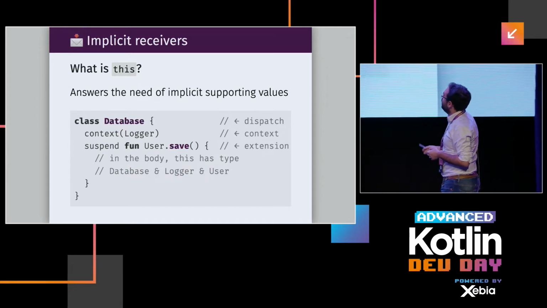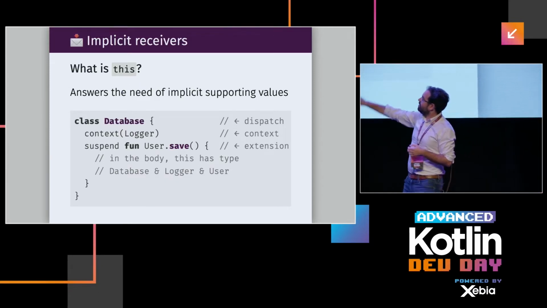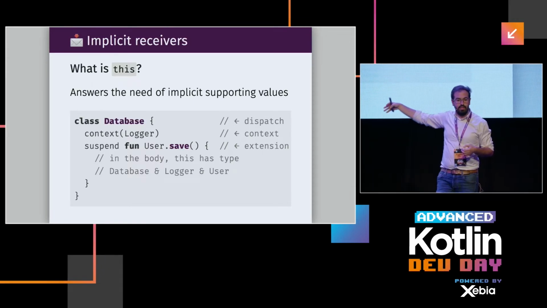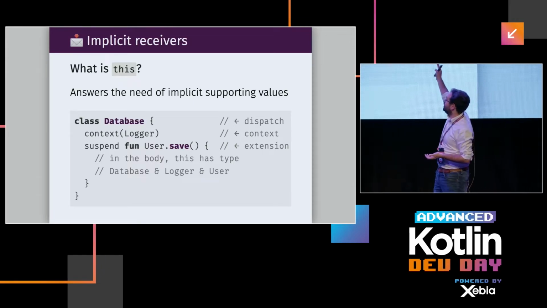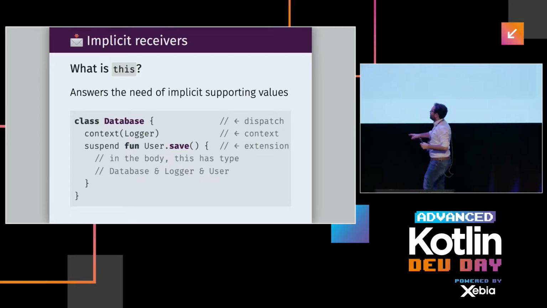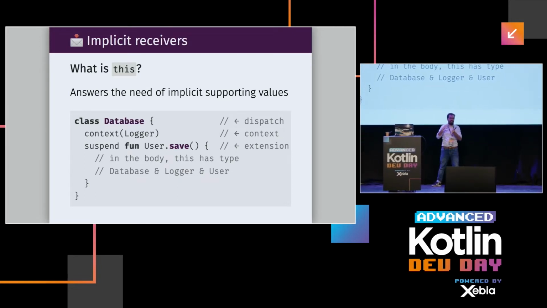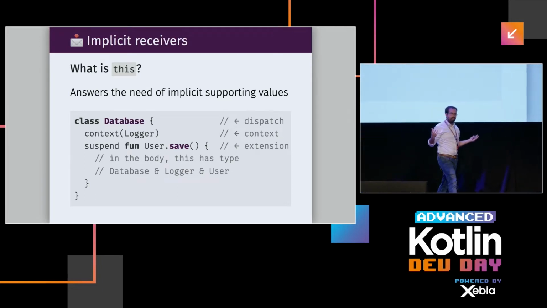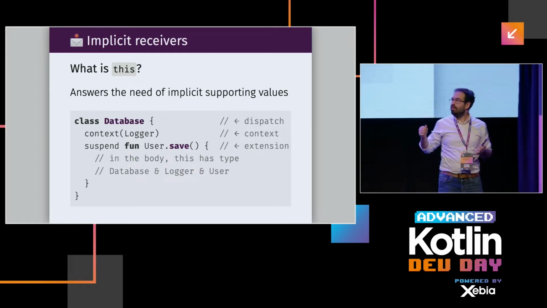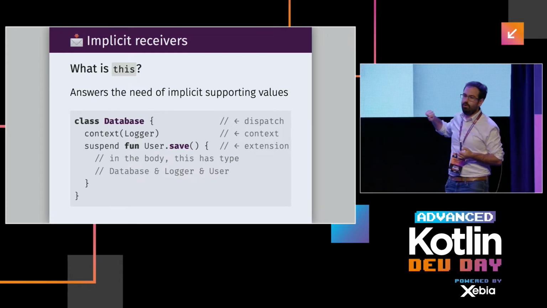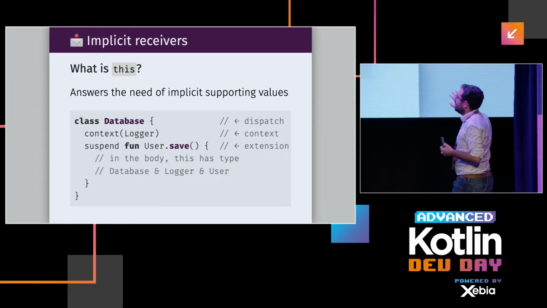So the fact that you are inside the class is what they call the dispatch receiver. So that's where you know that this has database. Then you have the context, which you can have more than one, by the way. So this is also part of it. And then you also have the extension receiver.